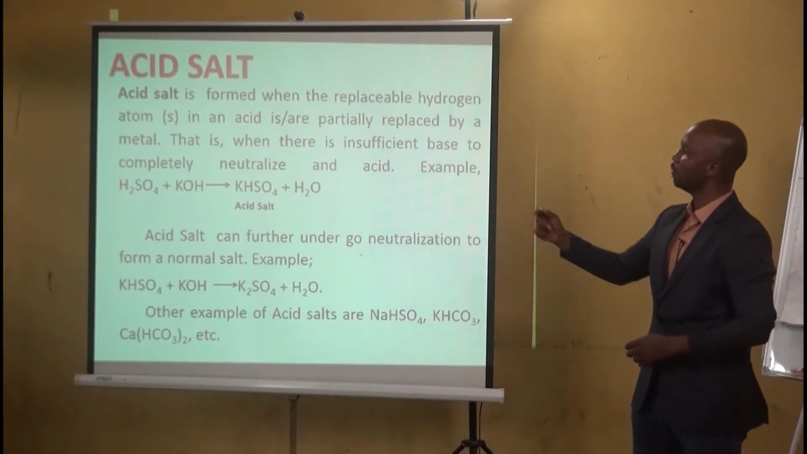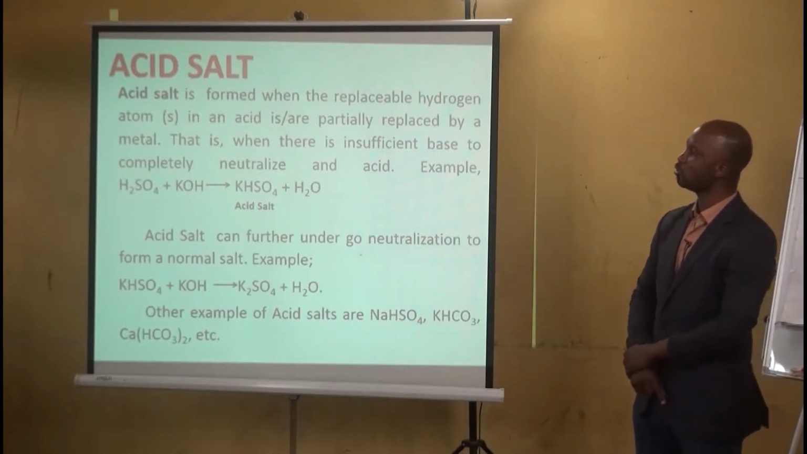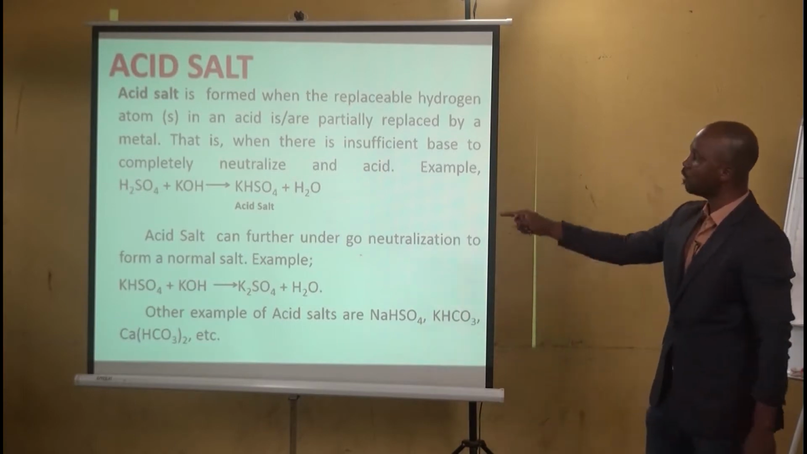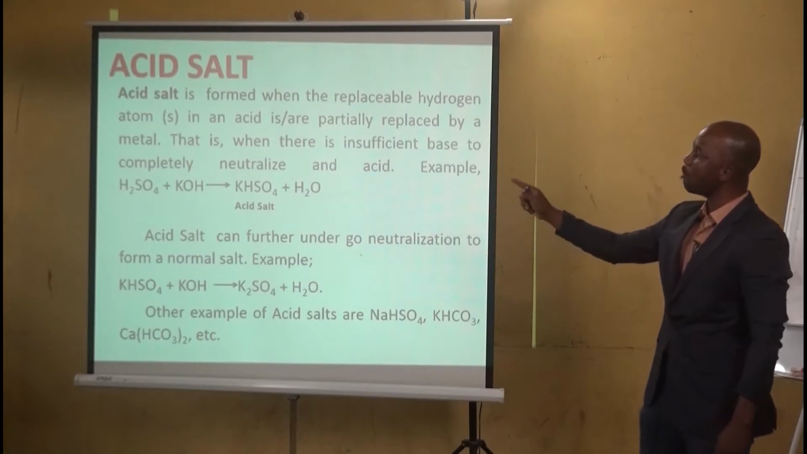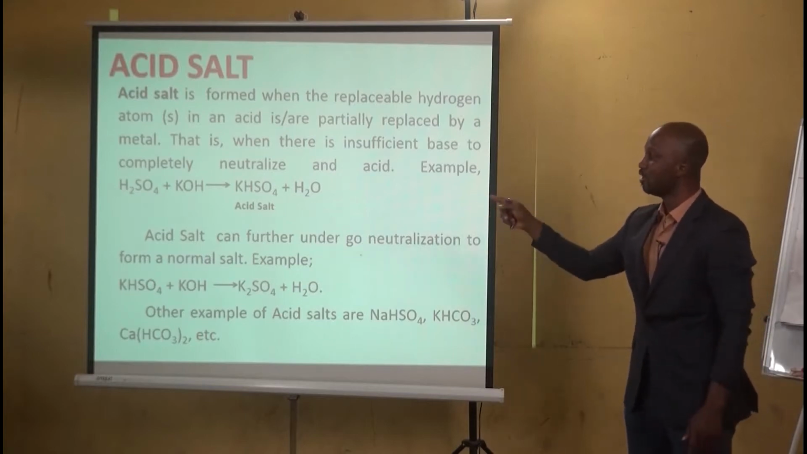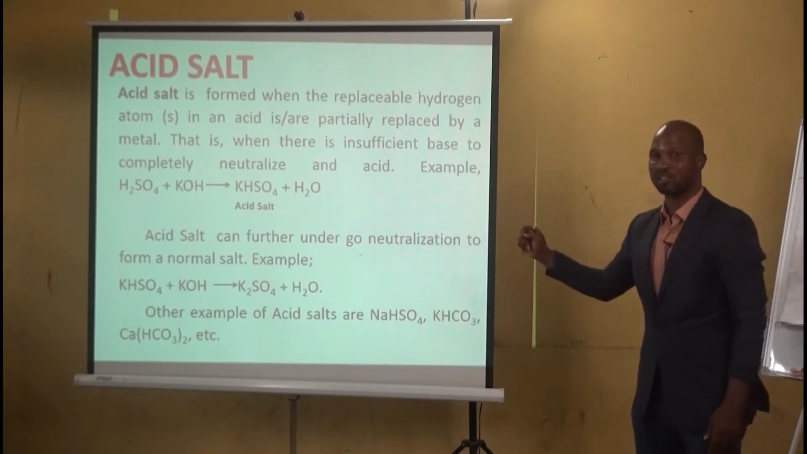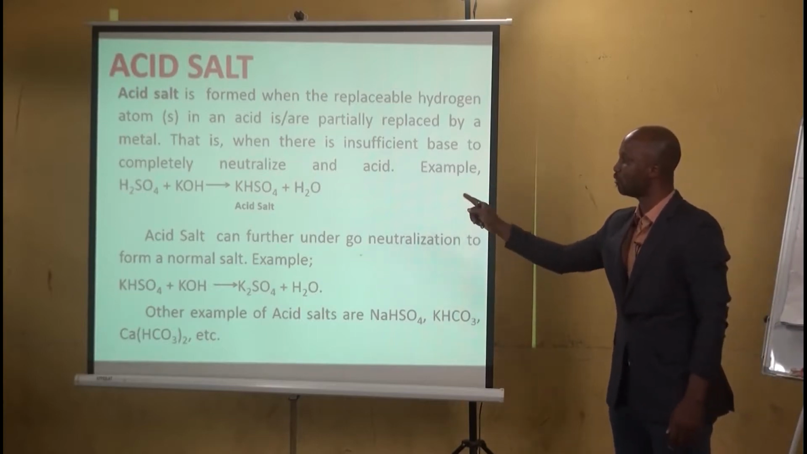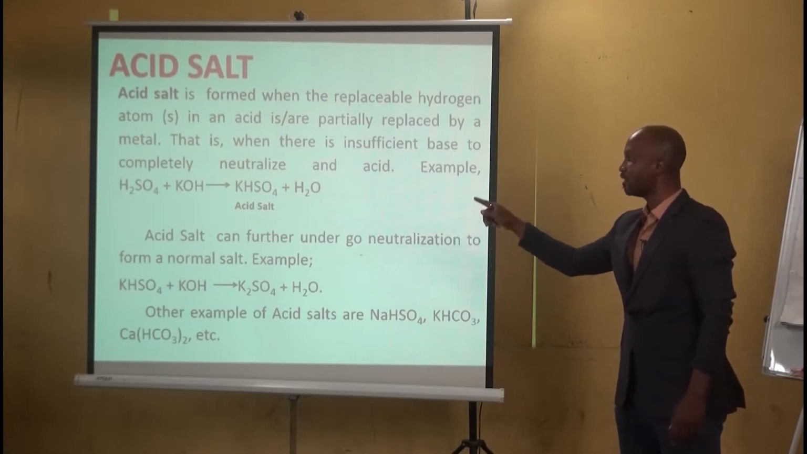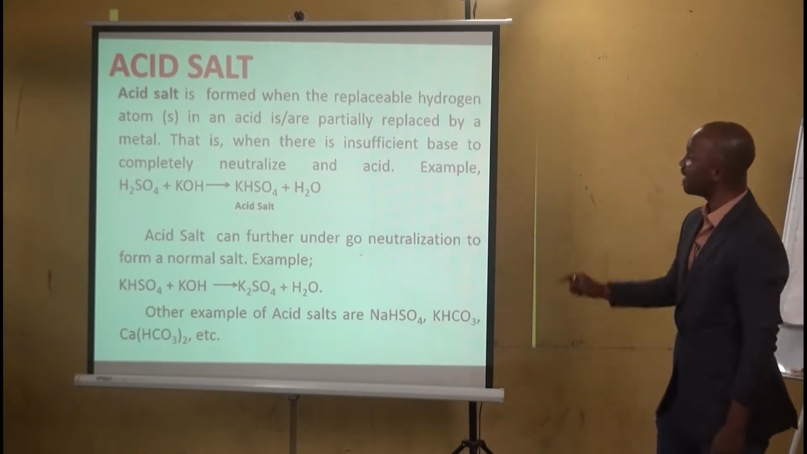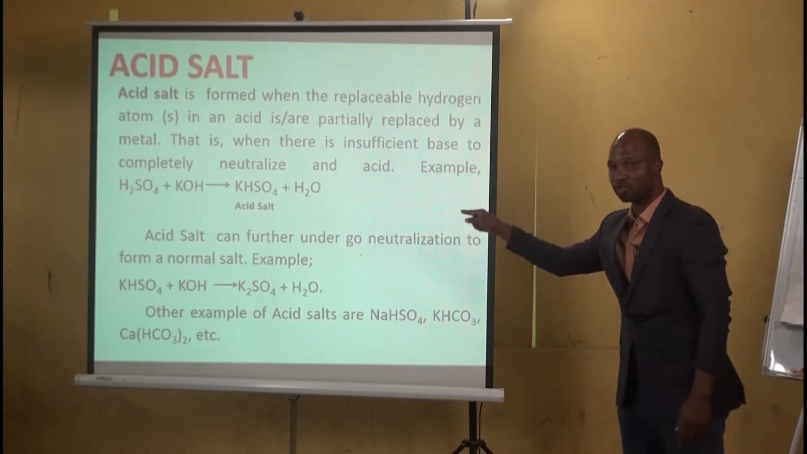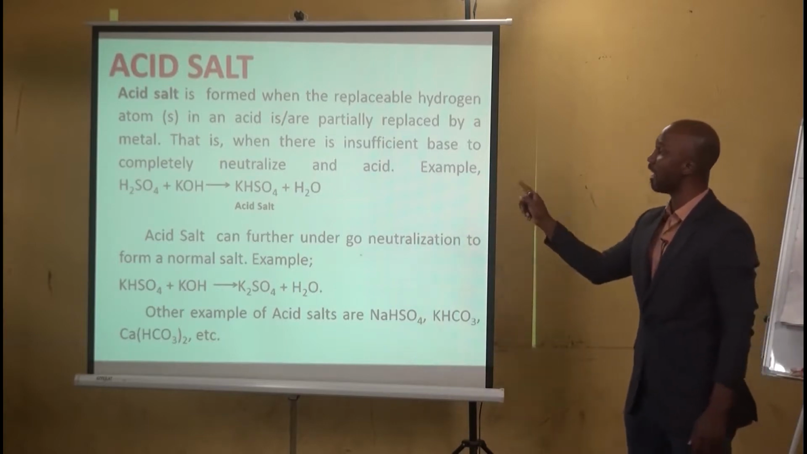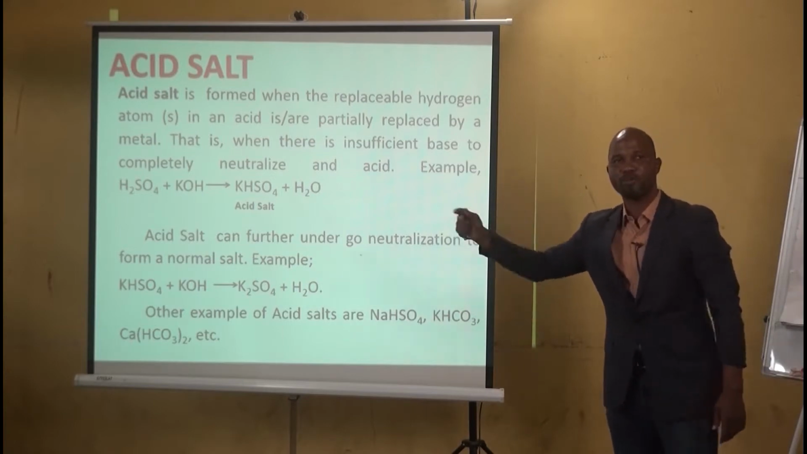If you look at the example here, you find out that H2SO4, which is tetraoxosulfate 6 acid, reacting with potassium hydroxide. Now, one potassium replaces one hydrogen. So you can see there is still one hydrogen in that salt, and it becomes potassium hydrogen tetraoxosulfate 6 plus water. The presence of that hydrogen there indicates that it is an acid salt. Remember I said an acid salt has the replaceable hydrogen atom partially replaced, not completely replaced.